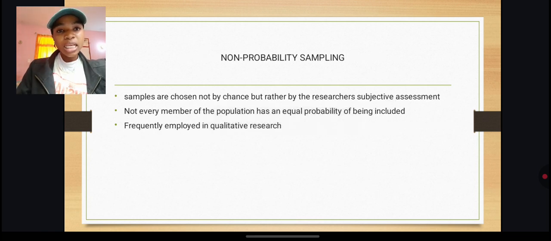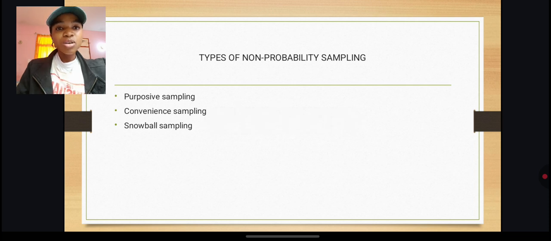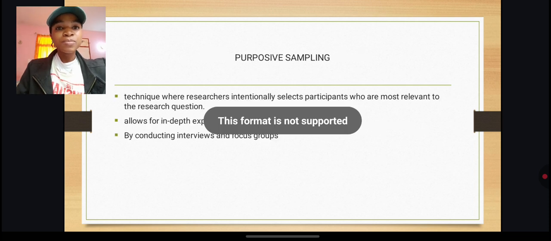Non-probability sampling: samples are chosen not by chance but rather by the researcher's subjective assessment. Not every member of the population has an equal probability of being included. Frequently employed in qualitative research. Types of non-probability sampling: purposive sampling, convenience sampling, and snowball sampling.